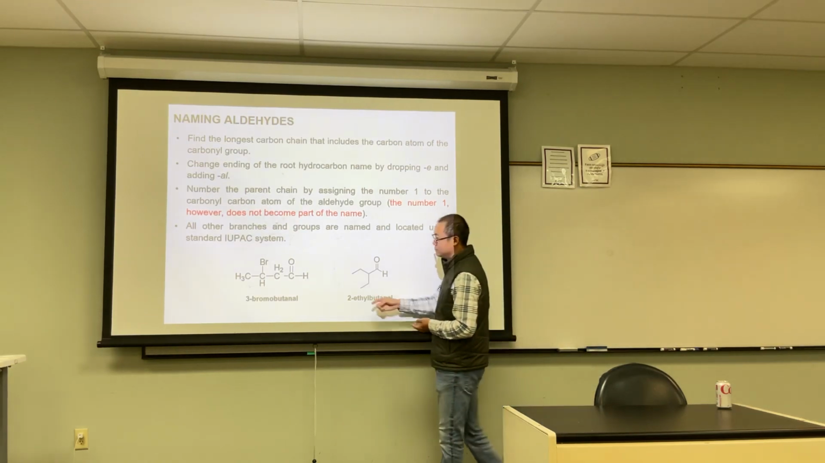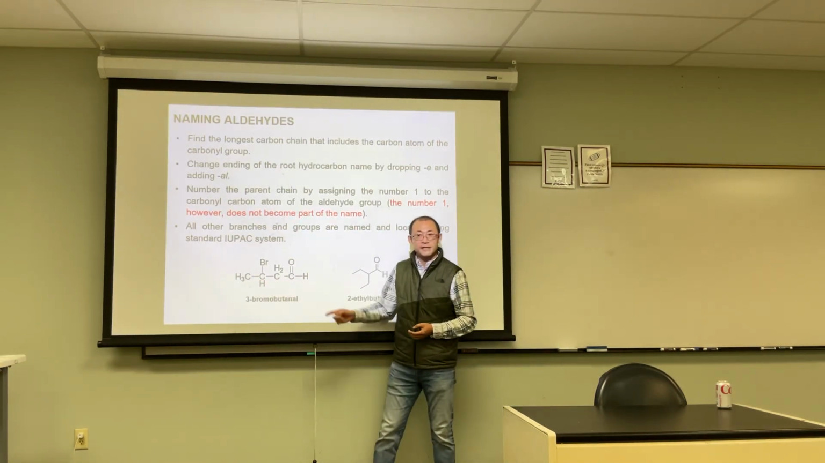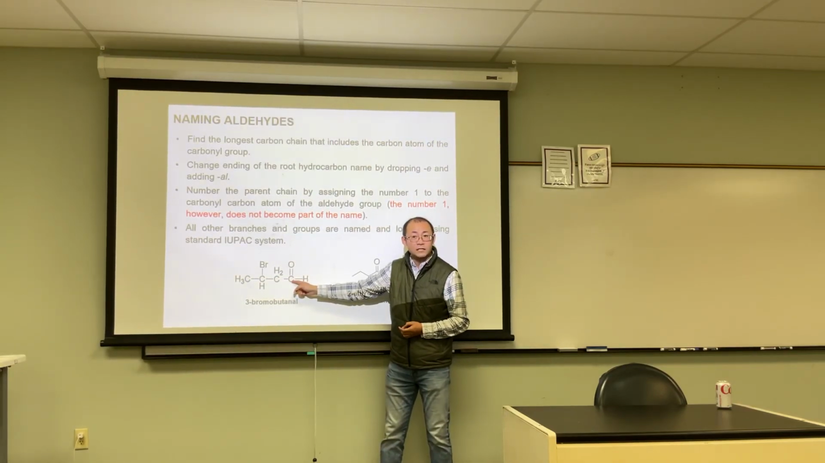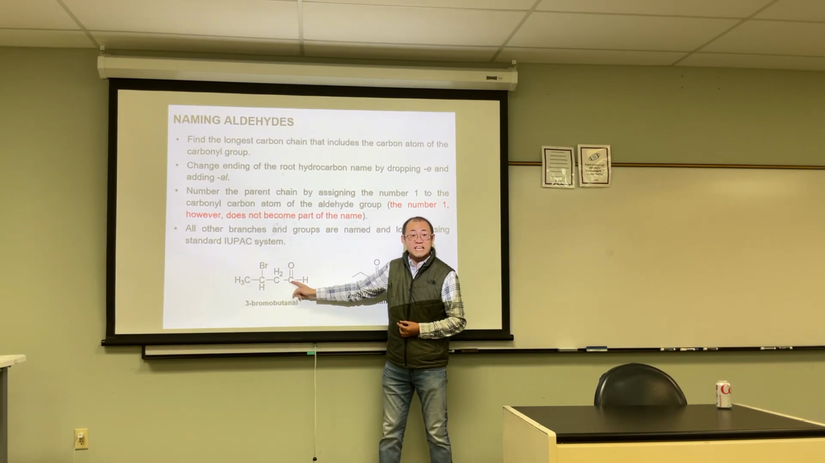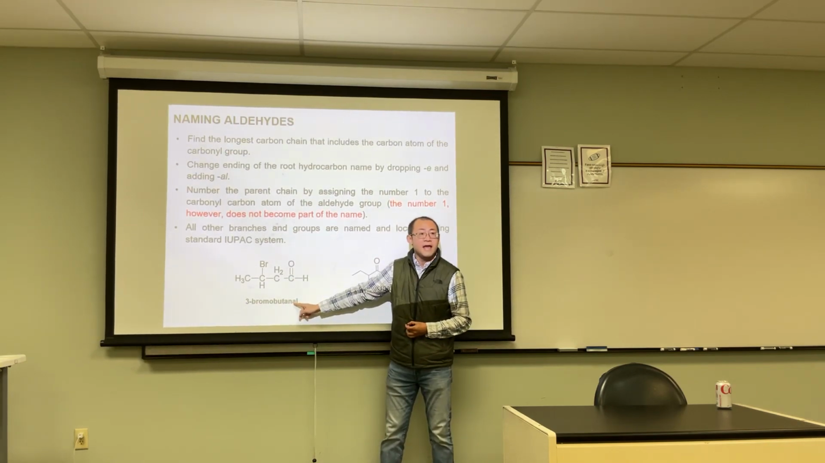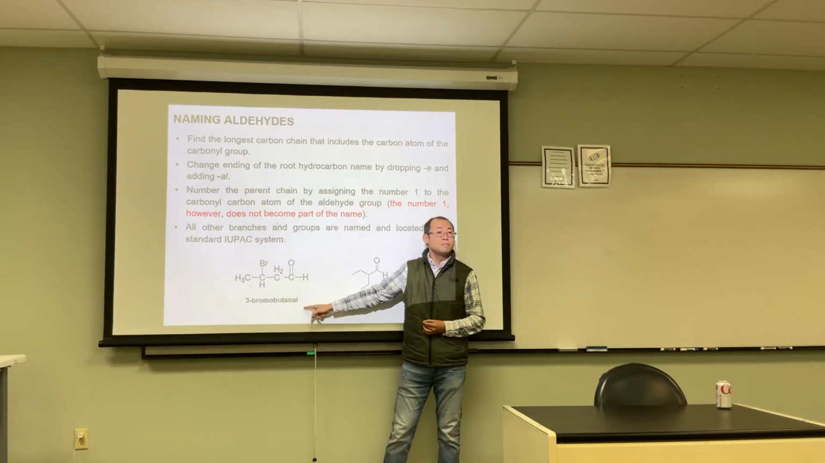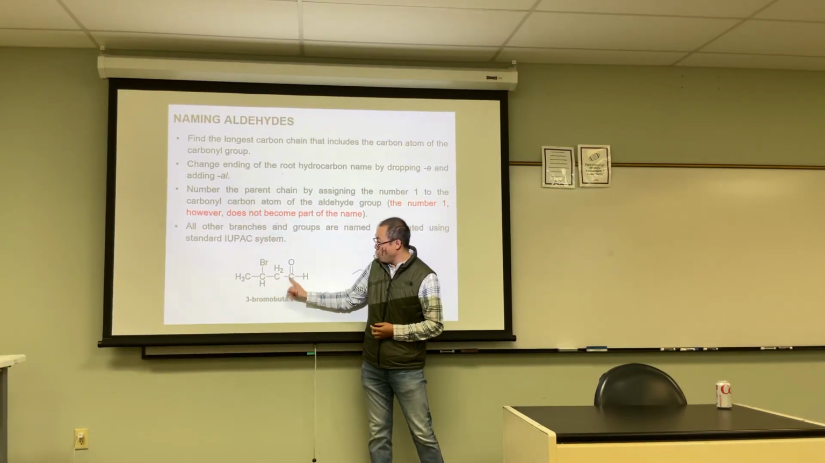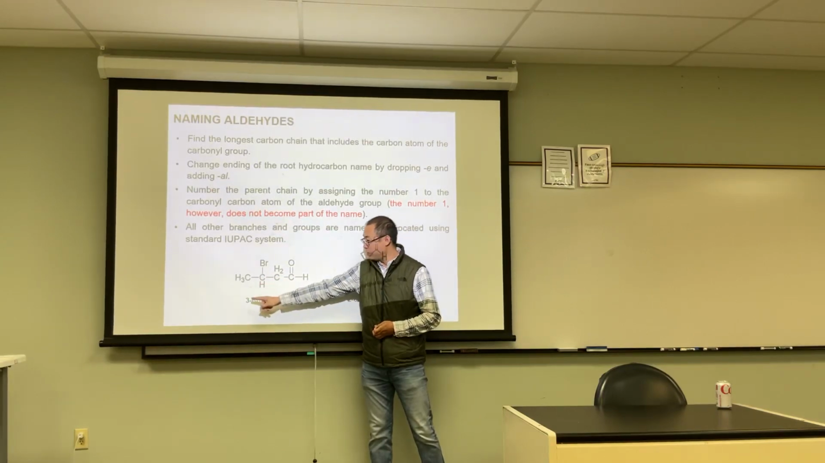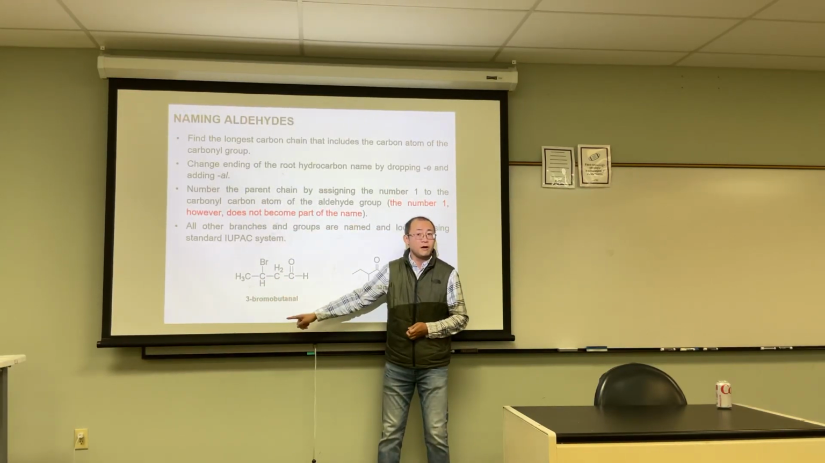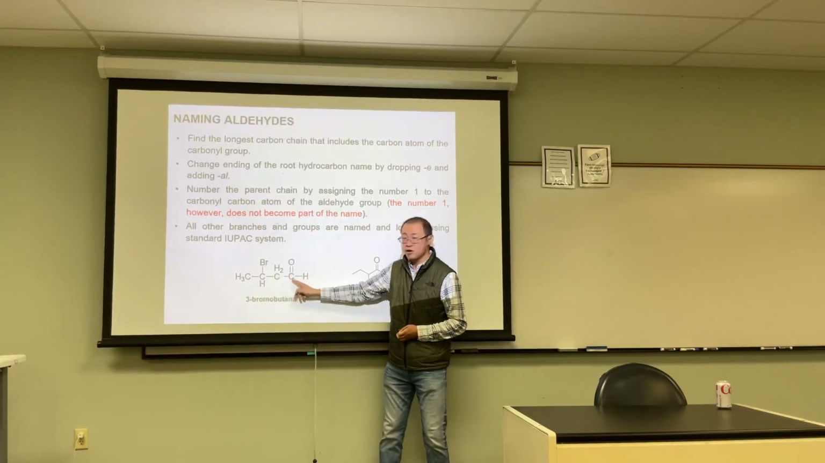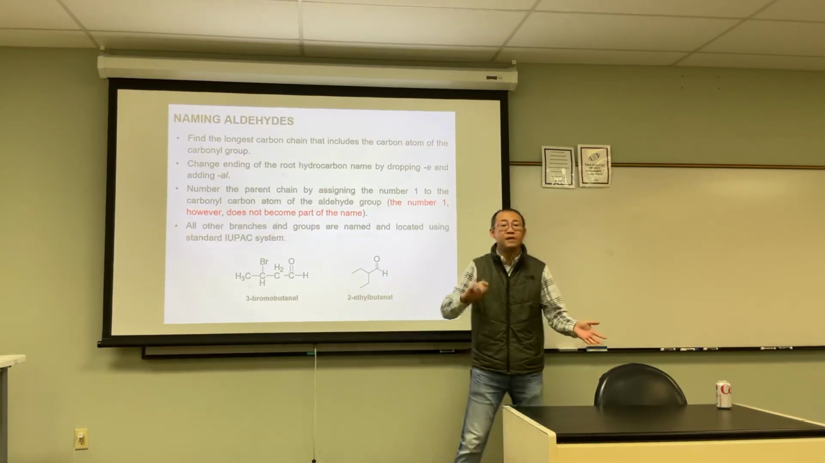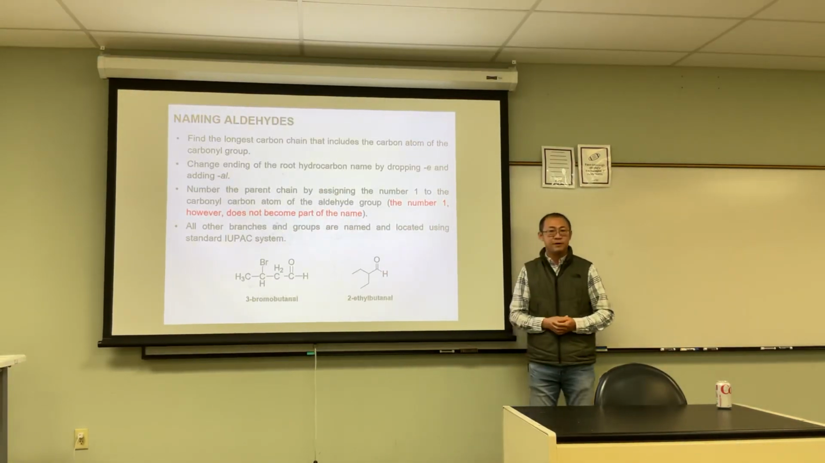For example, this aldehyde has 4 carbons. The name of the alkane is what? Butane. Changing the E of butane into Al, it becomes butanal. And there's a bromo on number 1, 2, 3, so 3-bromobutanal. And you don't need to tell people where this carbon is, because this carbon is what? 1. There's no confusion, so we don't put a number there.